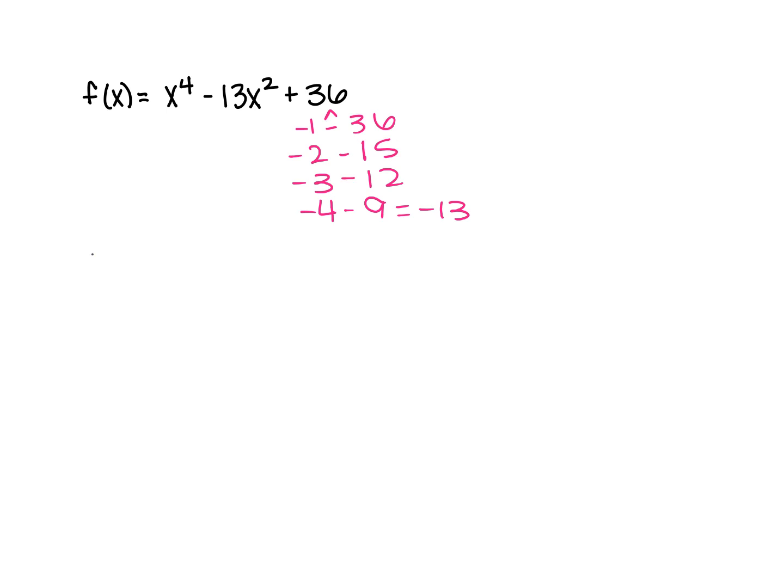So this factors to give us f of x is equal to x squared. Remember, we had x to the 4th power in the beginning.